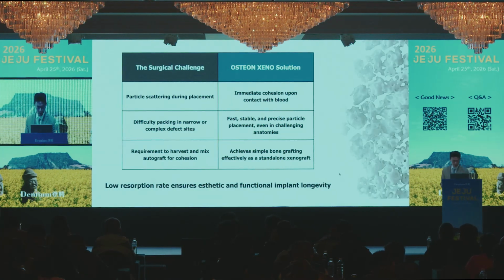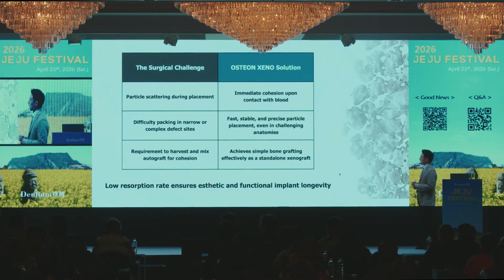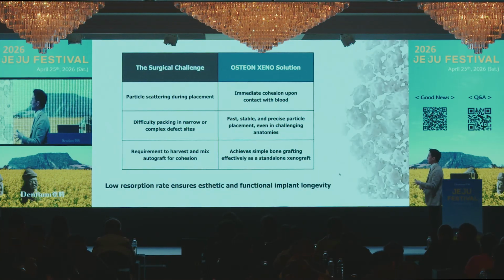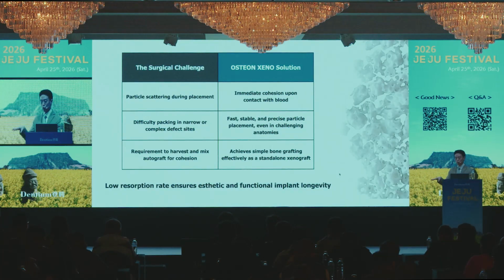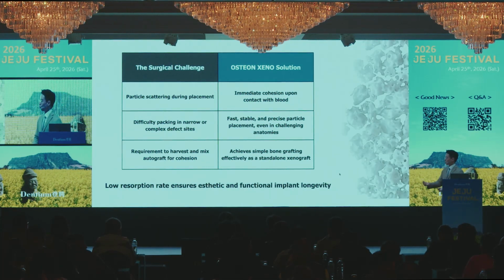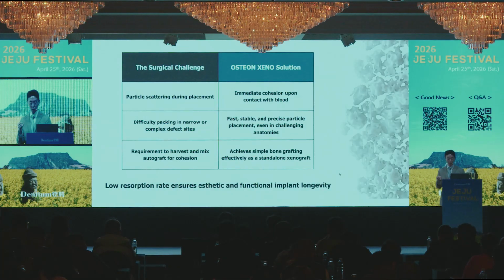Osteon Geno overcomes common surgical challenges. It has high hydrophilicity, and it can ensure immediate cohesion upon contact with blood. And fast, stable, and precise particle placement with the two different particle size types. And we can achieve simple bone grafting effectively with Osteon Geno as a standalone graft.